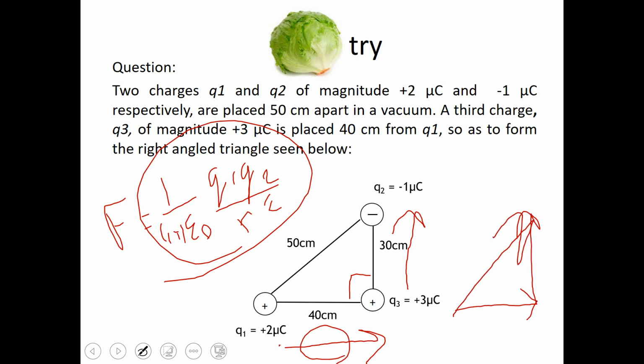You need to use Coulomb's law for here and for here, and then make a new right angle triangle and determine the hypotenuse with an angle. Pause the video, have a shot at that.